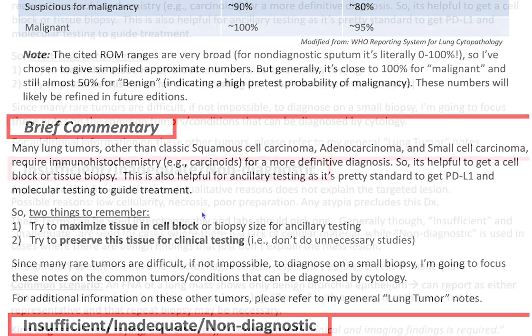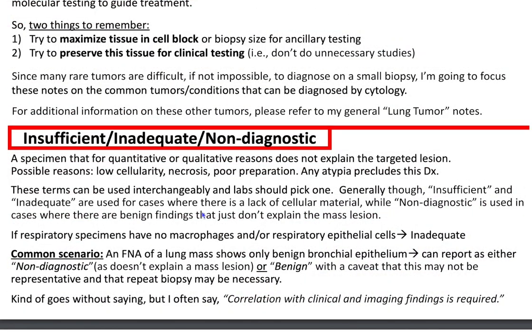patient. So, insufficient, inadequate, non-diagnostic category. This is when you are on site and for quantitative or qualitative reasons, it doesn't explain that targeted lesion, for instance, like a 3 centimeter by 3 centimeter spiculated mass in the right lower lobe. Possible reasons: you might have low cellularity, necrosis, poor preparation. And remember, any atypia is not insufficient, inadequate, non-diagnostic. You can write rare atypical cells seen, for instance.